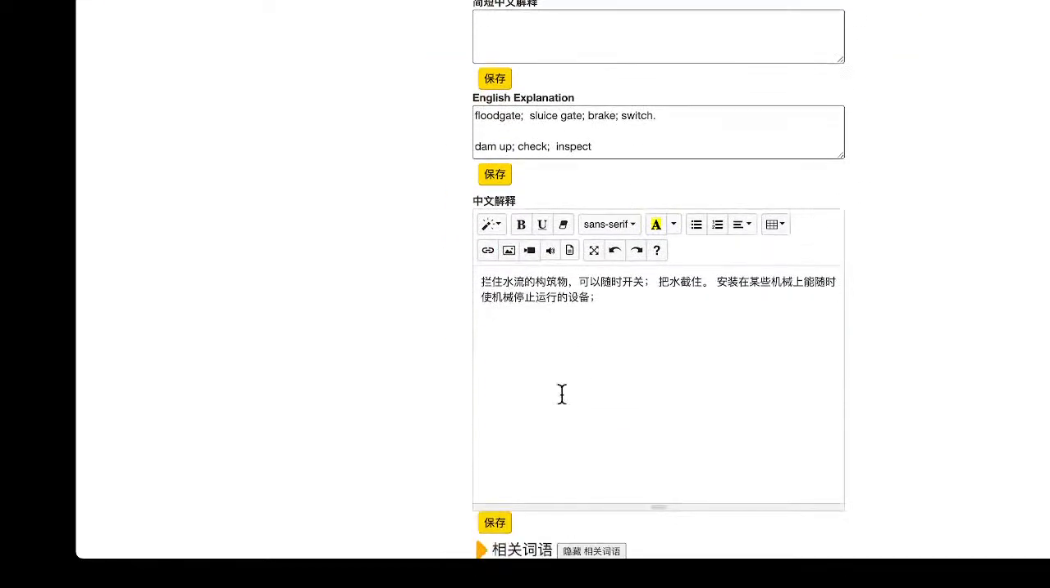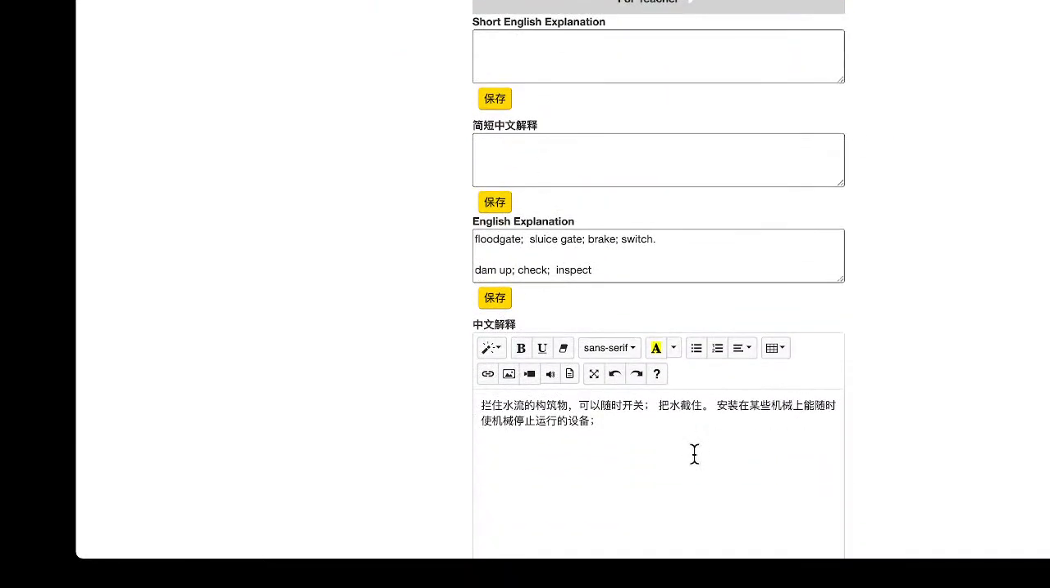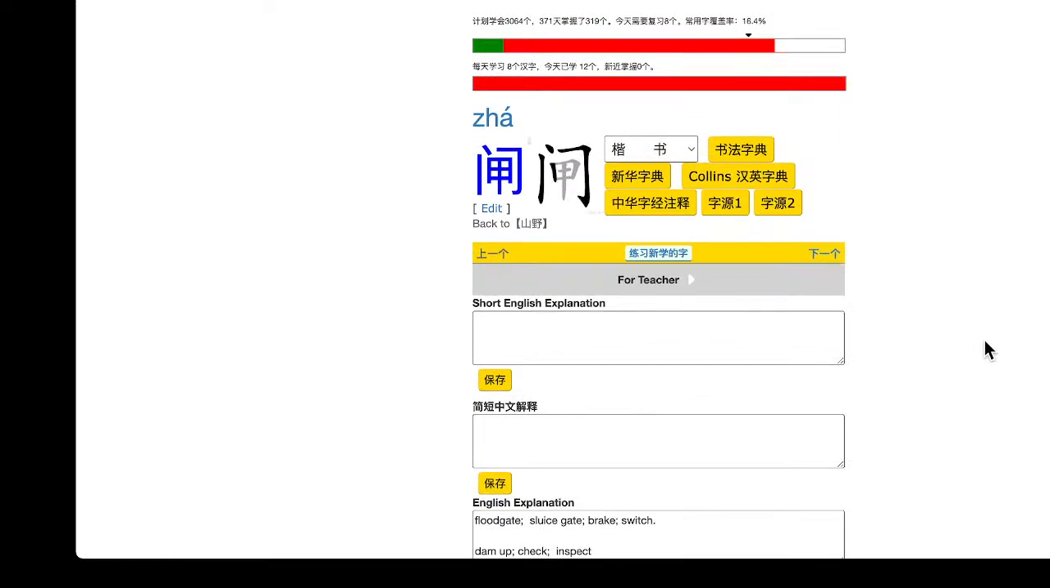Next one, 闸. 闸 means floodgate. Okay, floodgate. Sometimes break is also called 闸. Break switch, like an electric switch, is called a 电闸. Okay, switch. And also dam up. That's used as a verb, dam up. So basically this character is meant to stop, block, that kind of meaning. And it also means the thing that controls the opening and closing of things.